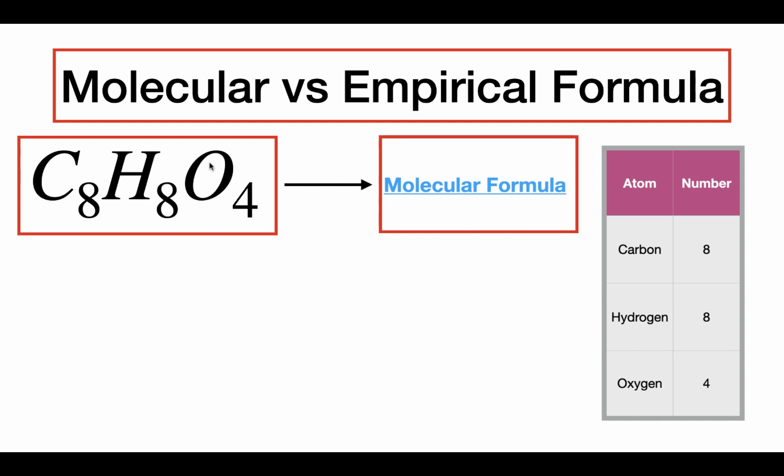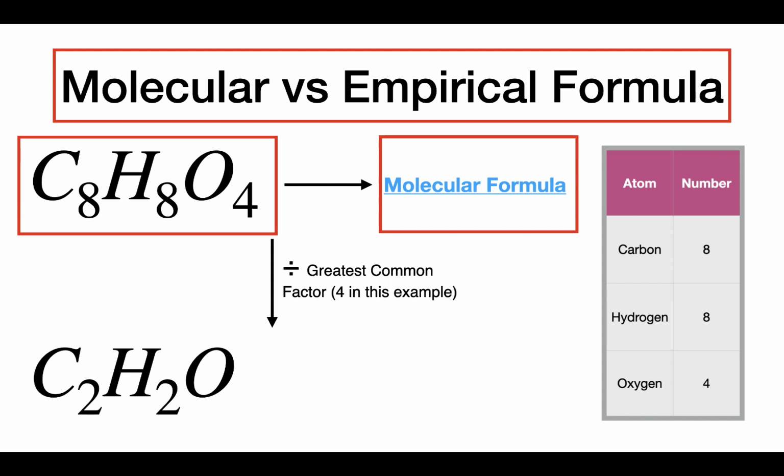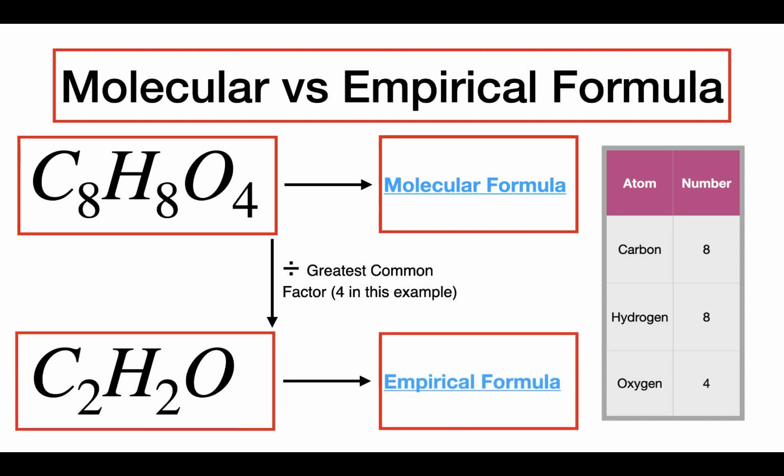In order to get the empirical formula, we divide the molecular formula by the greatest common factor. In this case, the greatest common factor is going to be 4. So if we divide C8H8O4 by 4, we get C2H2O. This is going to be the empirical formula of the molecule that we've been talking about. So this is the difference between the molecular and empirical formula.